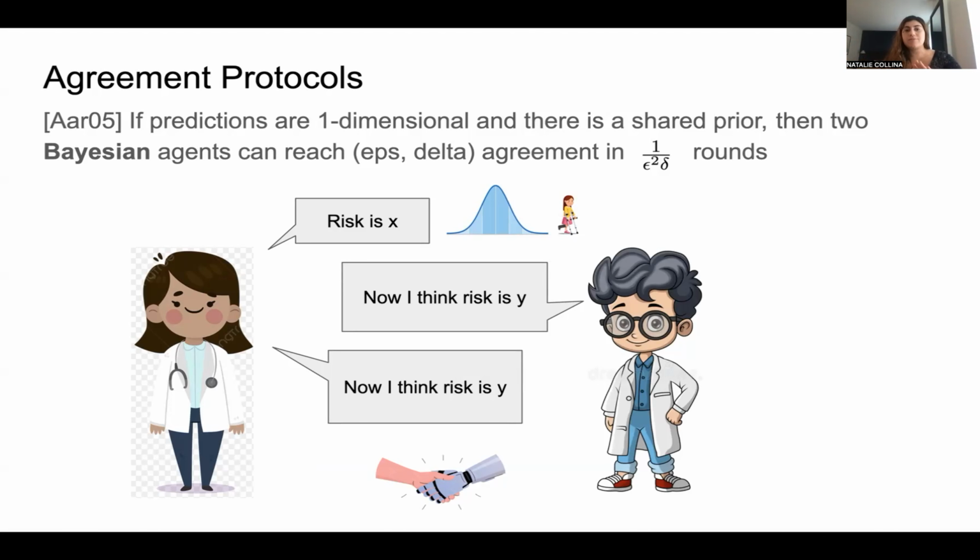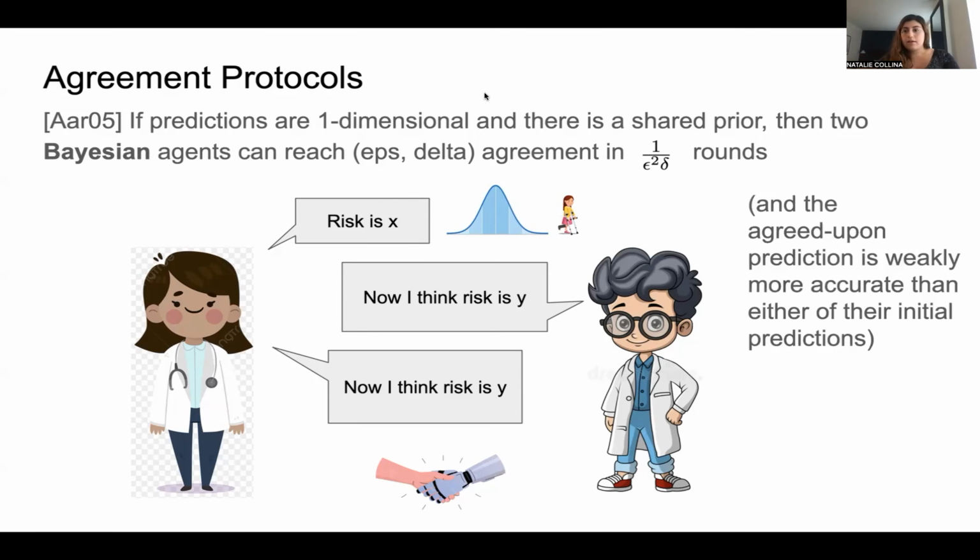And here I'm talking about epsilon-delta agreement. Epsilon means that if you're agreeing on the expectation of something and you're within epsilon, I'm counting it. That's good enough. And delta says you're getting it with probability 1 minus delta over the draw from the original shared prior. So this is the original agreement framework. And by the way, the agreed upon prediction is going to be already weakly more accurate than either initial prediction. Why is that true? Well, all we're doing is exchanging information. You're only learning more.